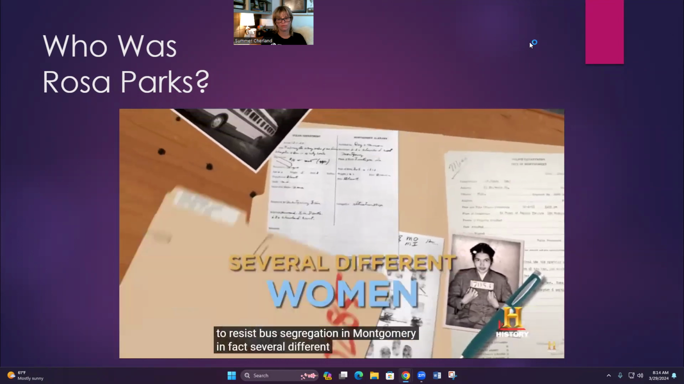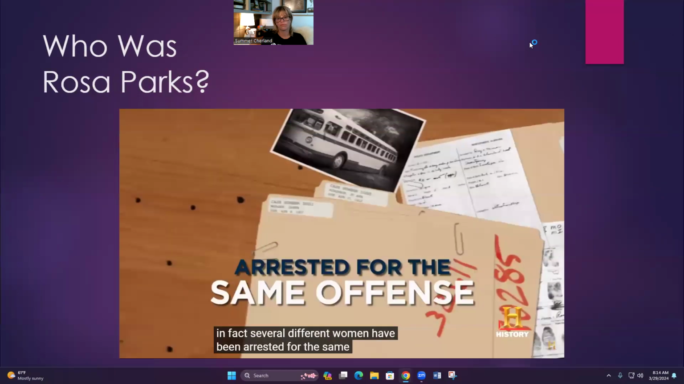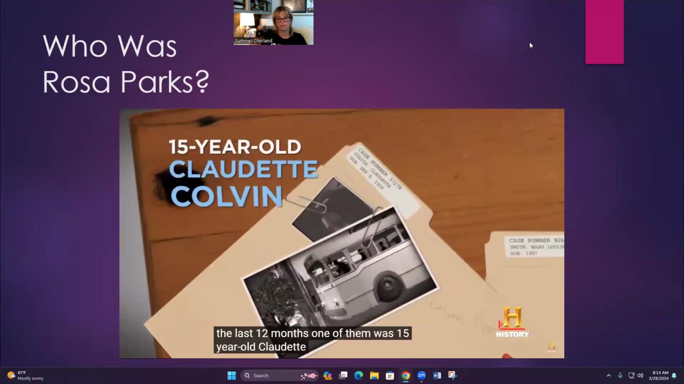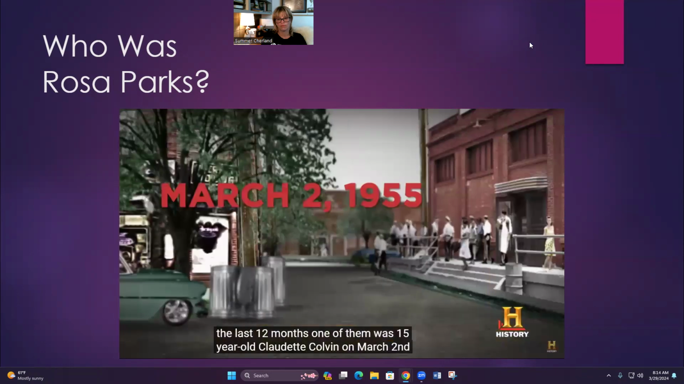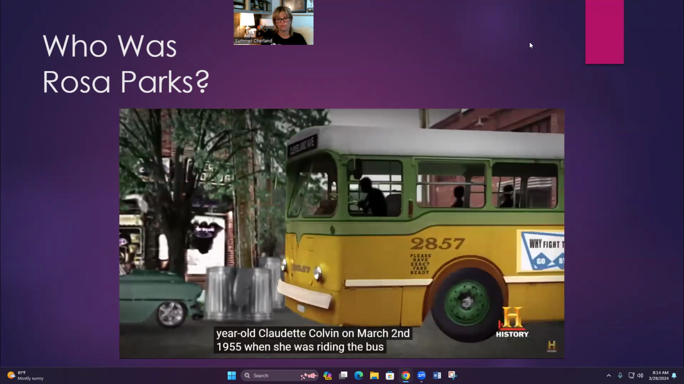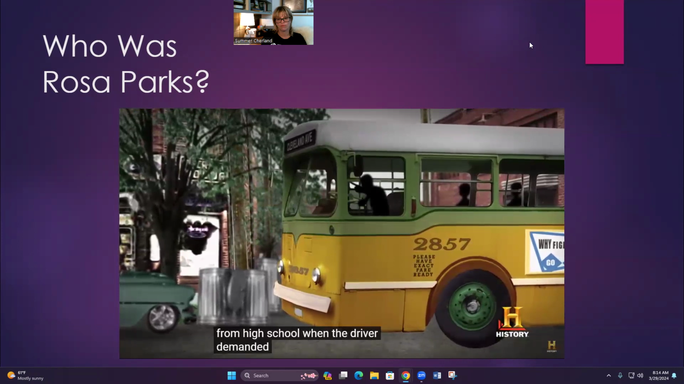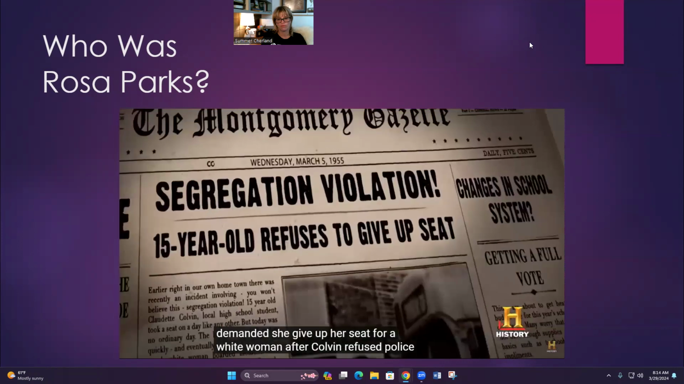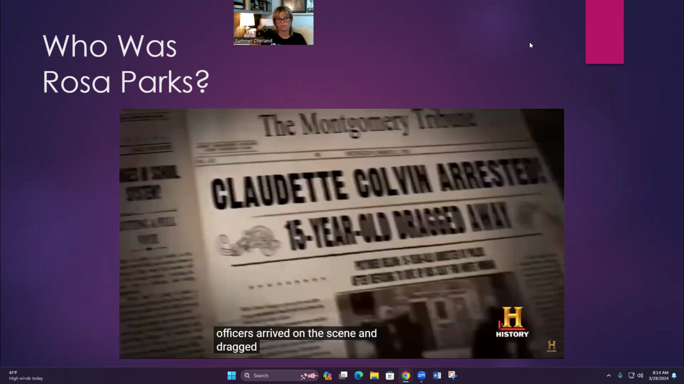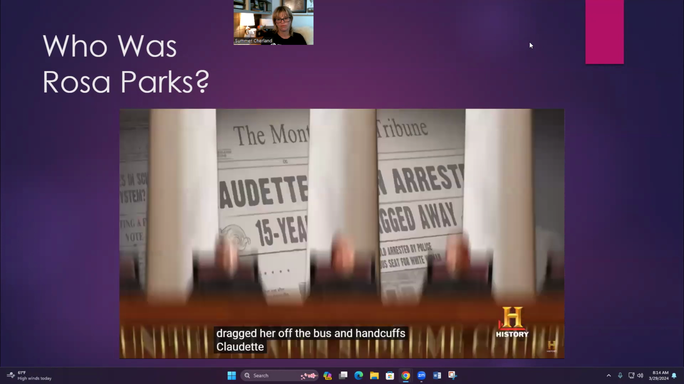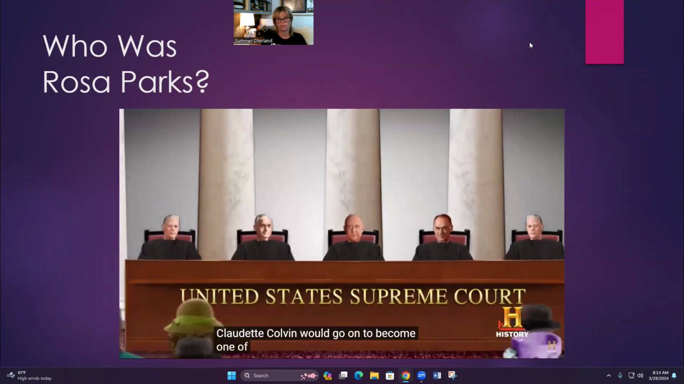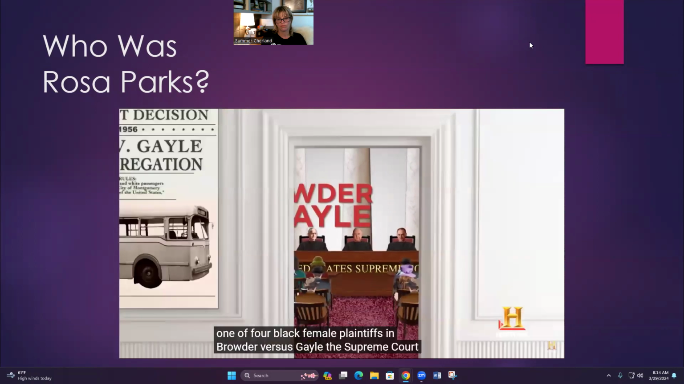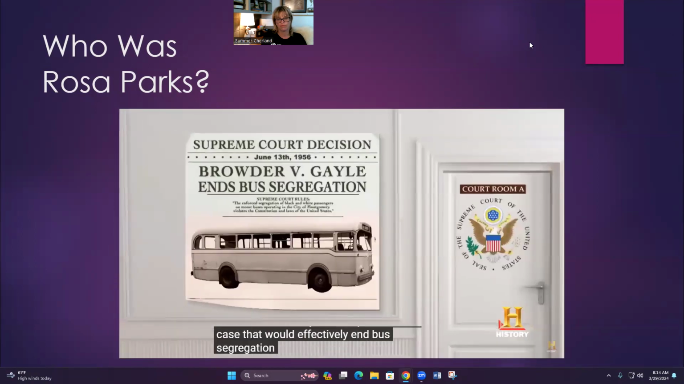In fact, several different women had been arrested for the same offense in the last 12 months. One of them was 15-year-old Claudette Colvin. On March 2nd, 1955, she was riding the bus home from high school when the driver demanded she give up her seat for a white woman. After Colvin refused, police officers arrived on the scene and dragged her off the bus in handcuffs. Claudette Colvin would go on to become one of 4 Black female plaintiffs in Browder versus Gale, the Supreme Court case that would effectively end bus segregation.